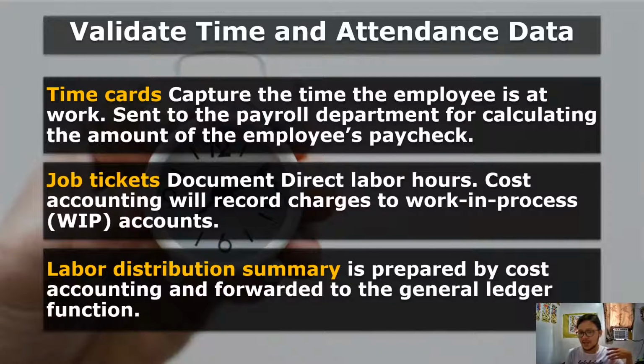After job tickets have been collected, cost accounting po will create a labor distribution summary that would be forwarded to the general ledger function, that is to finalize na nga what is direct labor and any indirect labor or overhead. So that's time and attendance data.